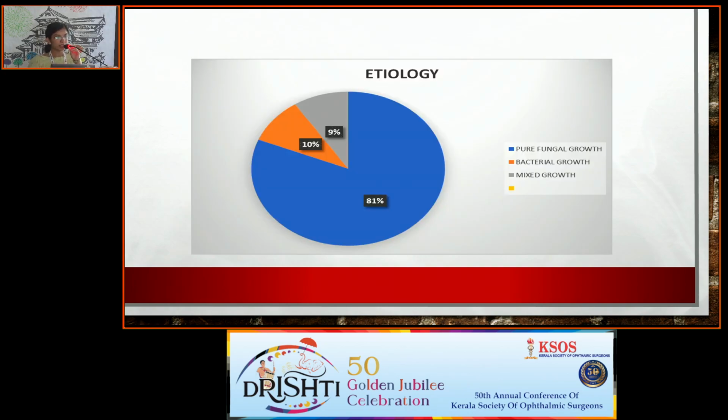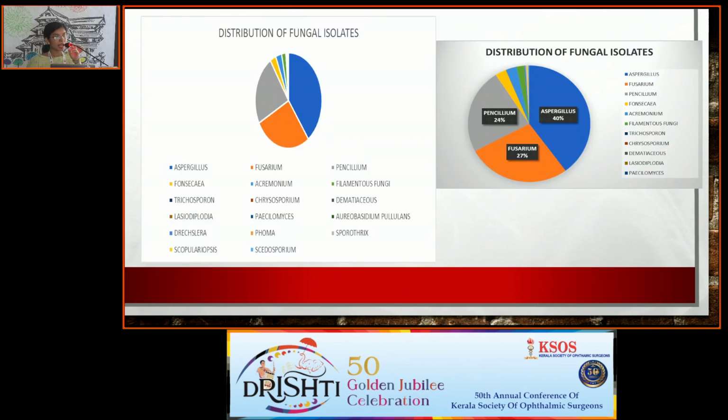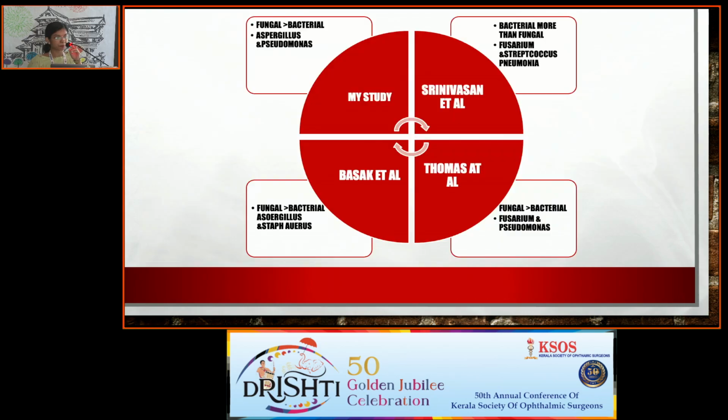Then the etiology showed fungal growth in 81%, bacterial growth in 10%, and mixed growth in 9%. In the distribution of bacterial isolates, the most common bacteria isolated was Pseudomonas, around 55%. Then we had Staphylococcus aureus, which was 17%, and then Acinetobacter, which was 7%. In the distribution of fungal isolates, the most common fungus isolated was Aspergillus, around 40%. Second, we had Fusarium, which was 27%, and then Penicillium, which was 24%.